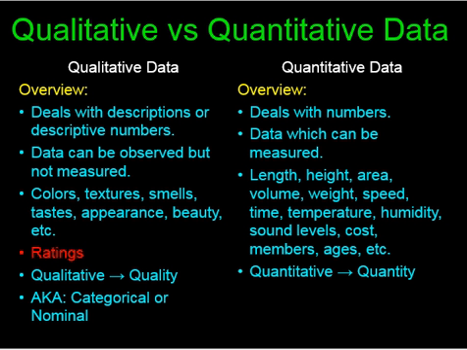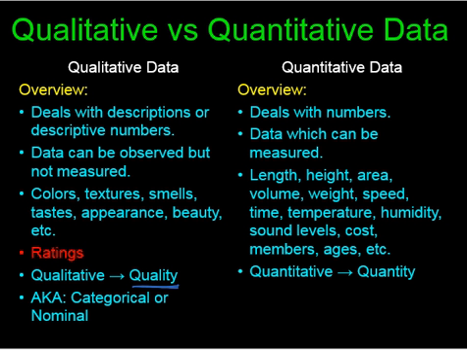Note that the root word of qualitative is quality. That's where it gets its name. Qualitative data describes the quality of the data. Other names for qualitative data are categorical data or nominal data. Nominal meaning named, categorical meaning the data falls into categories.